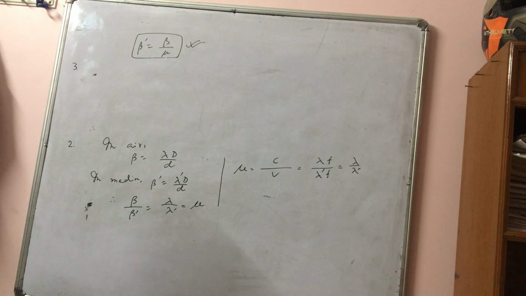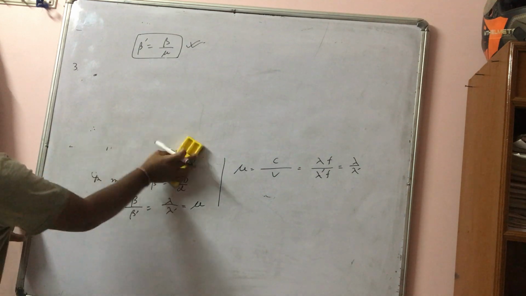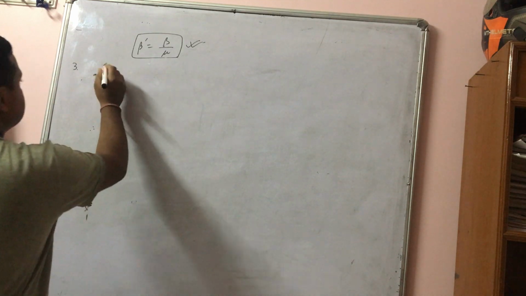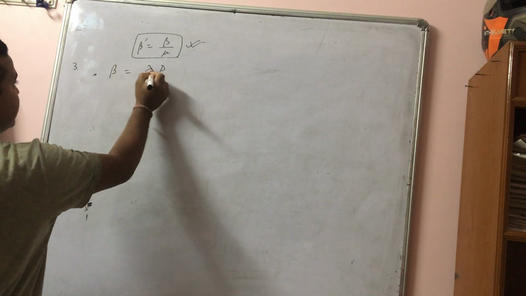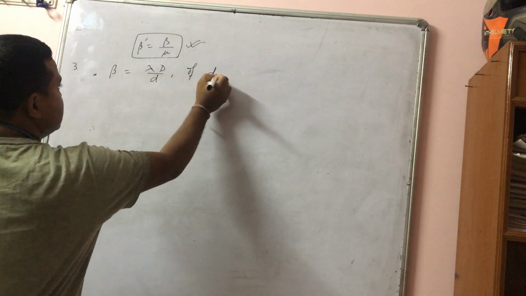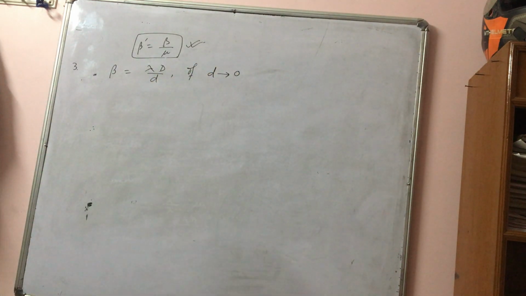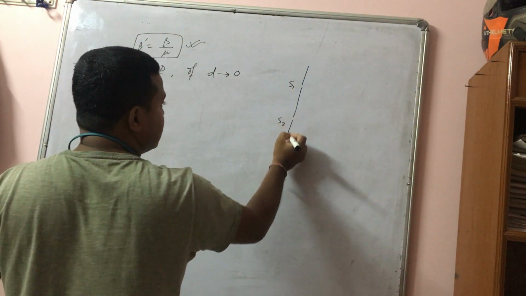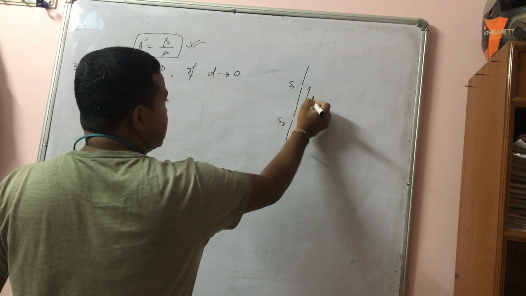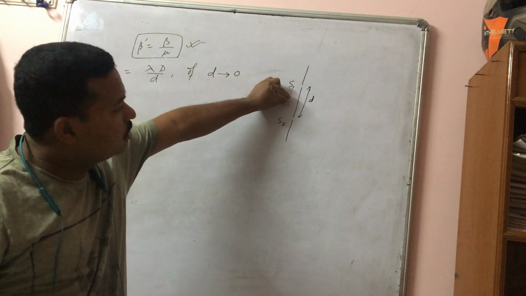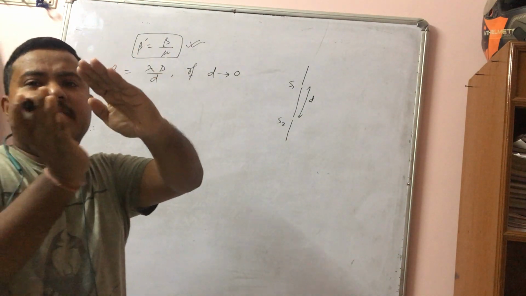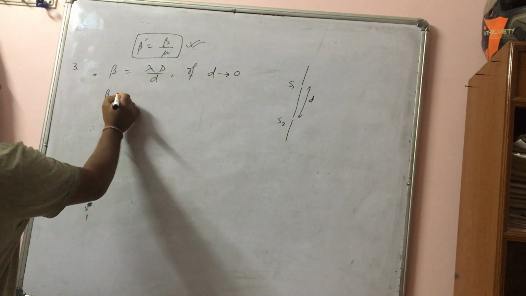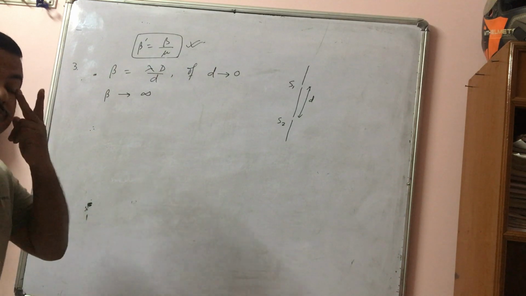Thirdly, you see, we have beta is equal to lambda D by d. Now if d tends to 0, what does that mean? The two slits, suppose this is S1 and S2, and this distance is d, okay? Now d tending to 0 means the two slits are very close. Suppose the two slits are infinitely close to each other, so d tends to 0. In that case, what happens? Beta becomes infinity.